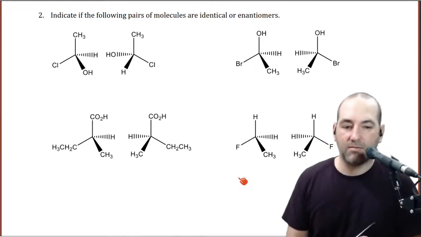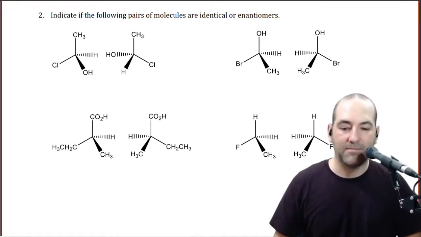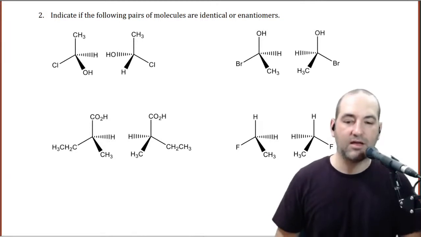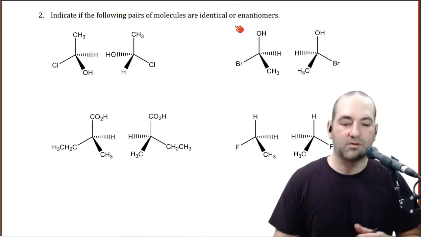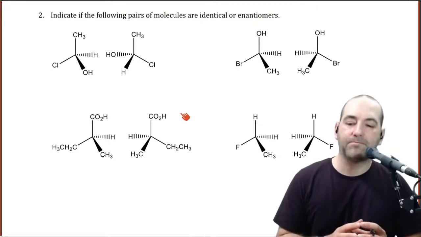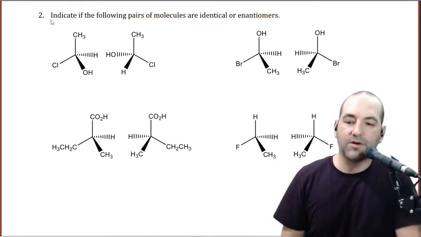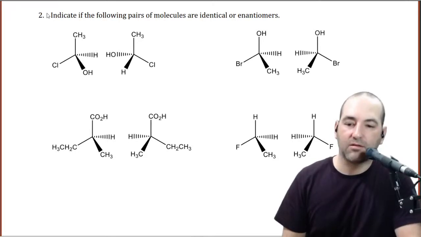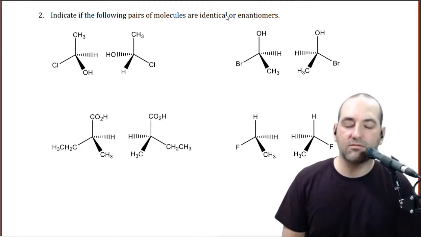So let's go down here and look at some examples and try to decide, are these molecules the same? Are they identical? Or are they enantiomers? So to be enantiomers, remember, they have to have all the same stuff connected, which I think all of these do anyway. And then what we're going to do is go over them in a couple different ways. So first, let's take a look at this first group.